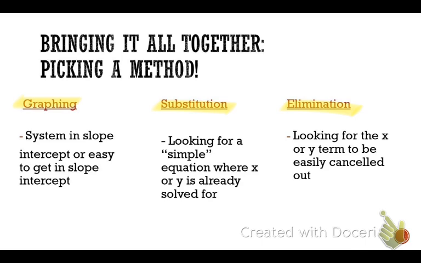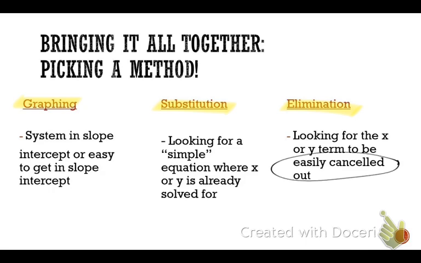However, it's not necessarily the ideal method. How many systems do we really have that are both already in slope-intercept? Very few. So substitution and elimination are where the majority of our problems are going to be solved. How do I know when I use one or the other? With substitution, I'm looking for a simple equation where x or y is already solved for, or maybe one little step to get x or y by itself. With elimination, I'm looking for x or y to be easily canceled out, so opposites. That's the method we learned yesterday.